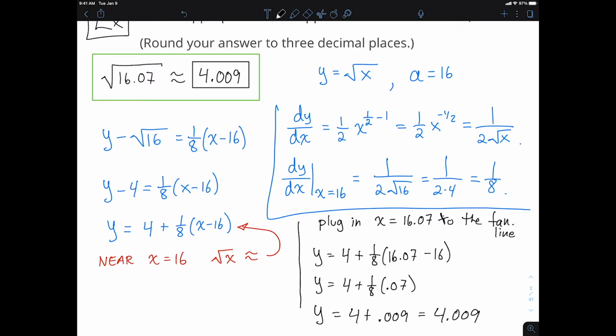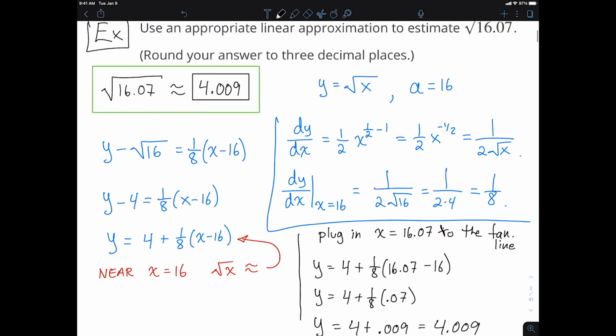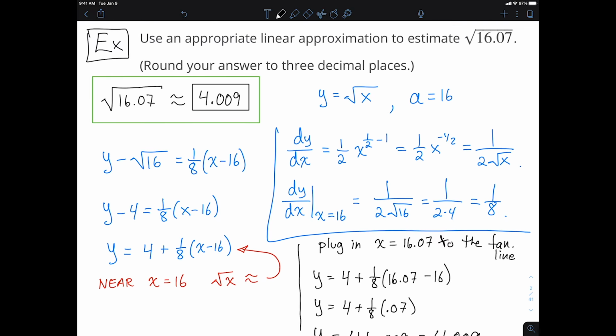You can use a calculator or Wolfram Alpha to see how far off that approximation is, but that's not what we were asked to do. We were just asked to use the appropriate linear approximation to find that estimate.